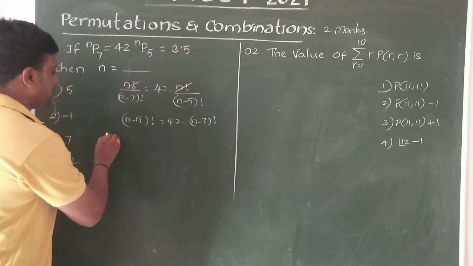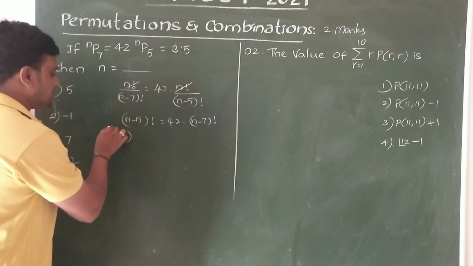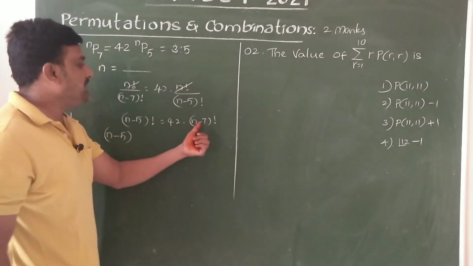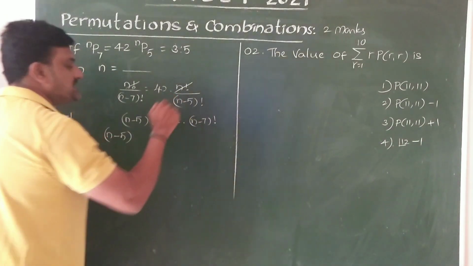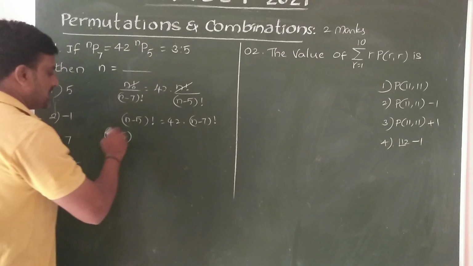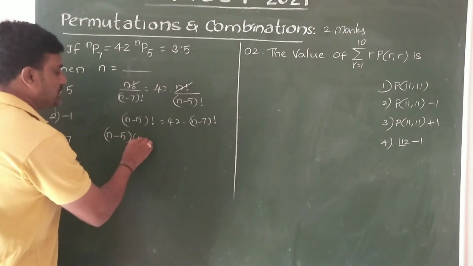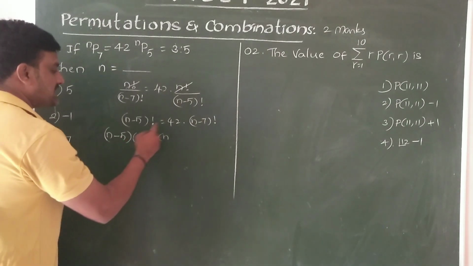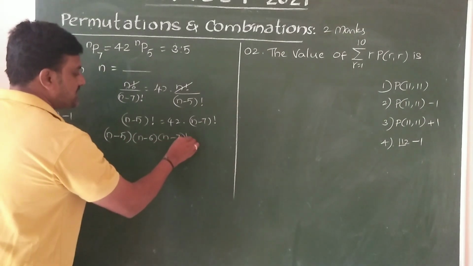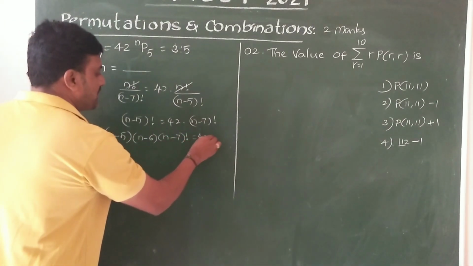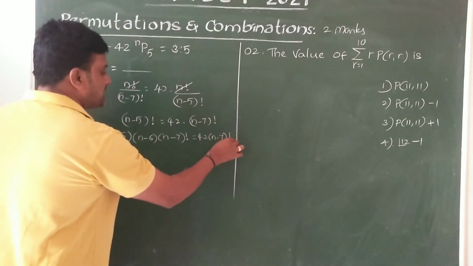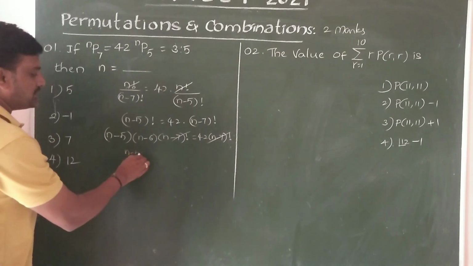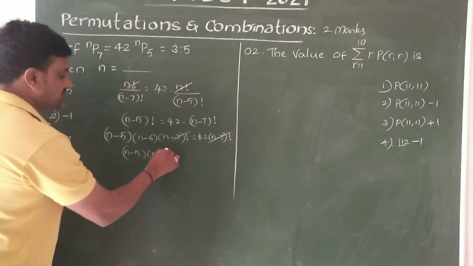How to get that one? By converting to the least. Among (n minus 5) and (n minus 7), (n minus 7) is the least factorial. So convert the (n minus 5) factorial into (n minus 6) factorials: (n minus 5) into (n minus 6) into (n minus 7) whole factorial equals 42 into (n minus 7) factorial. Both are cancelled. Then (n minus 5) into (n minus 6).